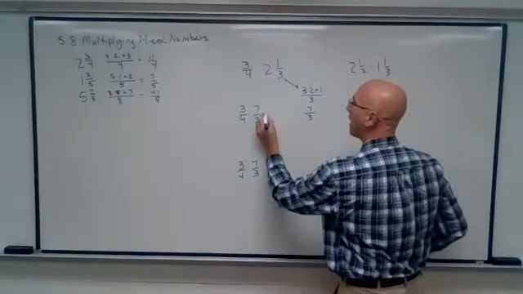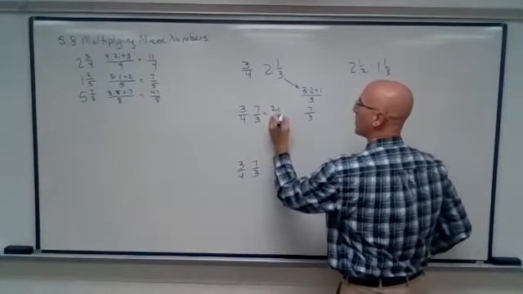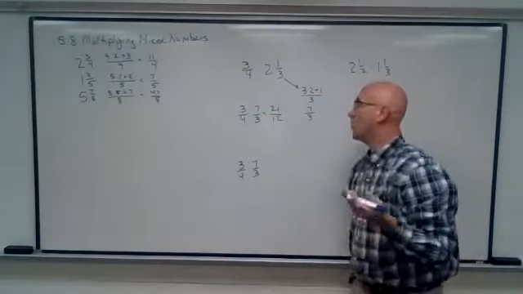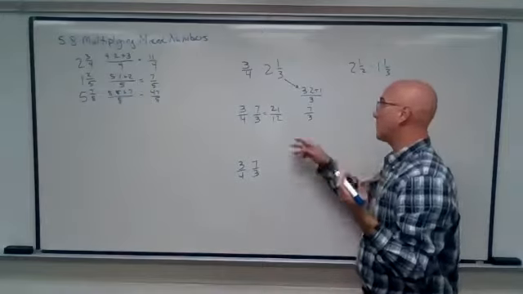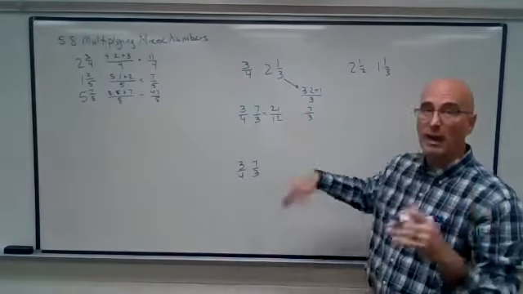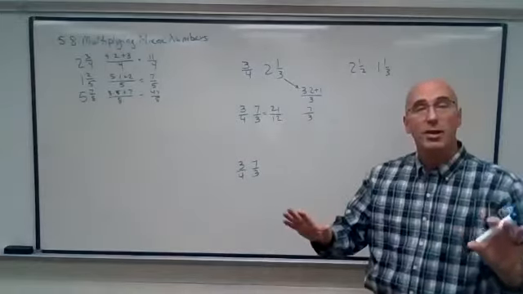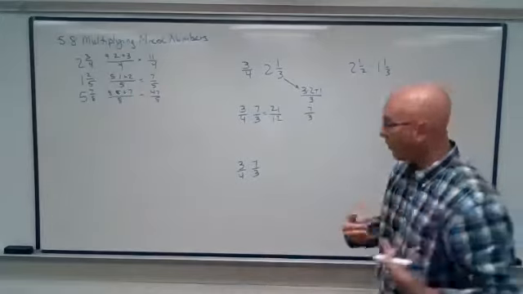So now we have 3 times 7 is 21. 4 times 3 is 12. 21 twelfths. So we have to do two things. We have to simplify this, and maybe we could even put it back into a mixed number. It really doesn't matter if you keep it as an improper fraction or turn it into a mixed number. I'm going to do both for you.